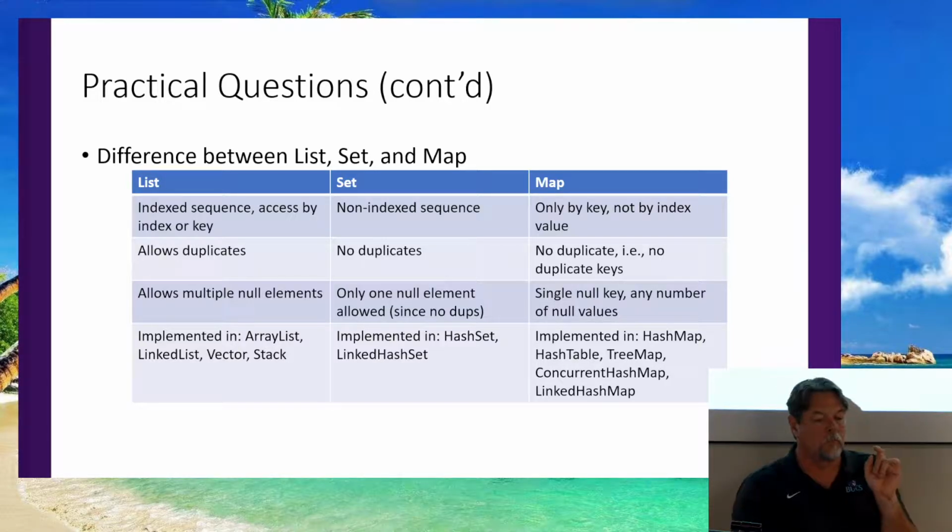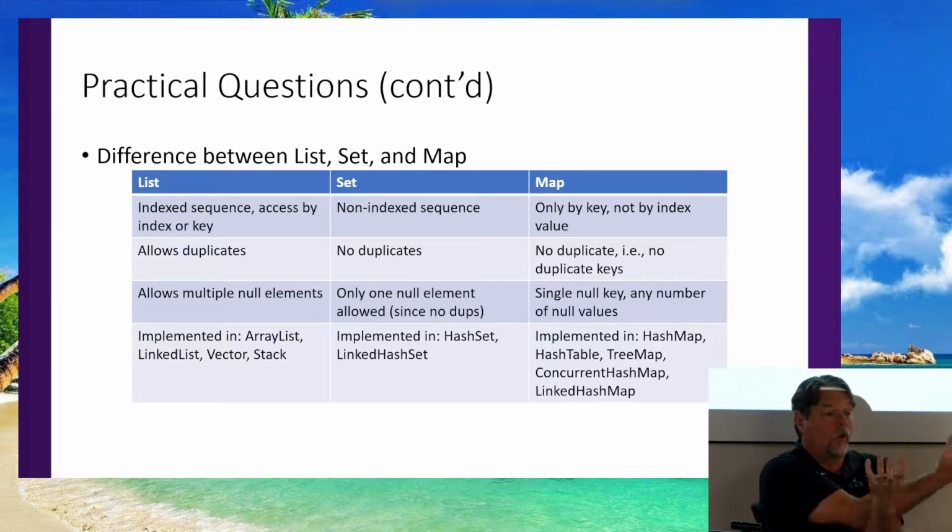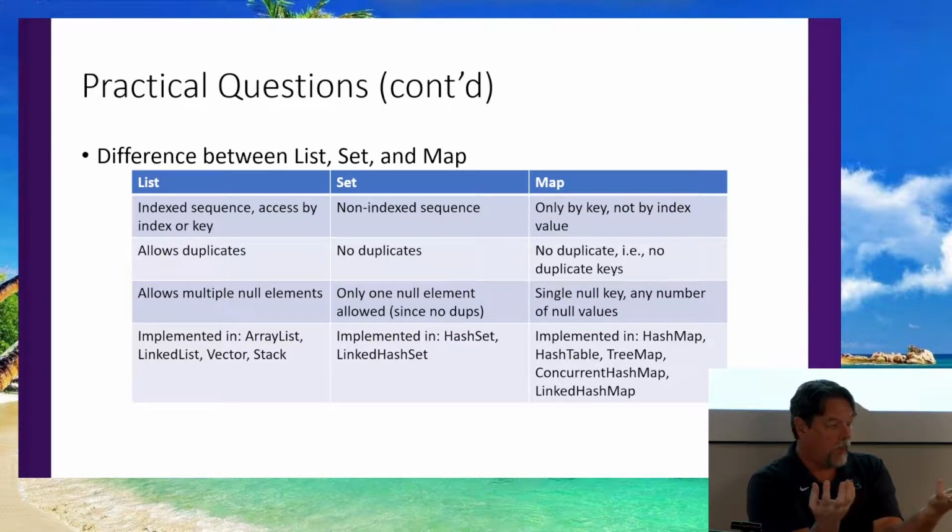Okay? Set is not like that. Set is just a non-indexed sequence. So if you have 2 things, you put the first one in the set, and then you put the second one in the set, they could go in there in the reverse order. They could go in the order that you put them in, because the order, the index of an element in the set, is not defined.